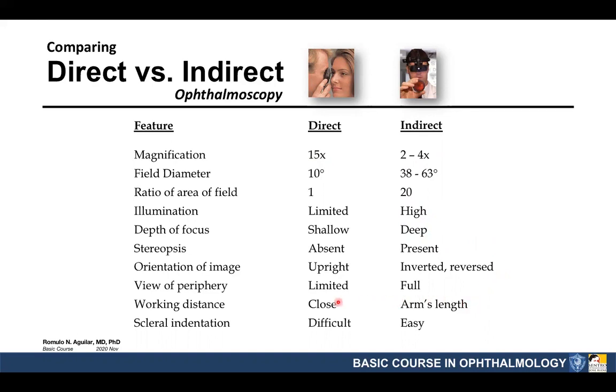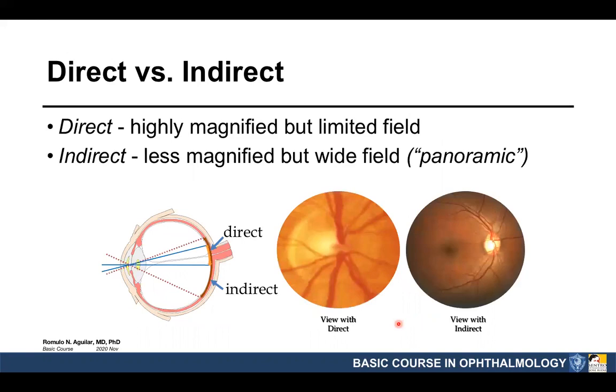For direct, you have to be really close and personal with the patient. The view of the periphery is limited with the direct and is possible with indirect. And scleral indentation can be done with your indirect ophthalmoscopy. Again, with figures, we want to highlight this is the field of view you see with your direct ophthalmoscope, although the image is magnified, the field is small. In your indirect, the field is wide, but the images are relatively small.